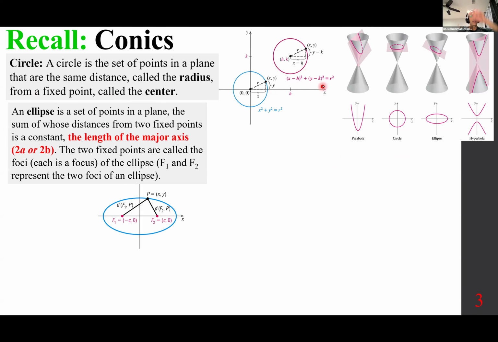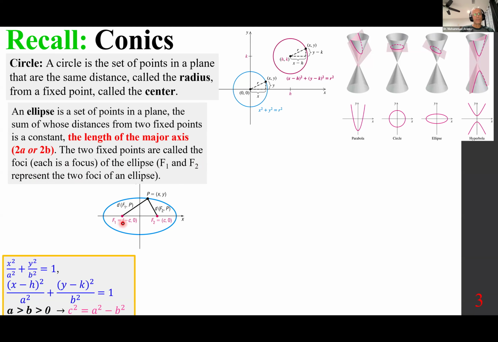equals r squared. An ellipse is a set of points in a plane, the sum of whose distances from two fixed points is a constant. The length of the major axis is 2a or 2b. The two fixed points are called the foci. Each is a focus of the ellipse. F1 and F2 represent two foci of an ellipse.